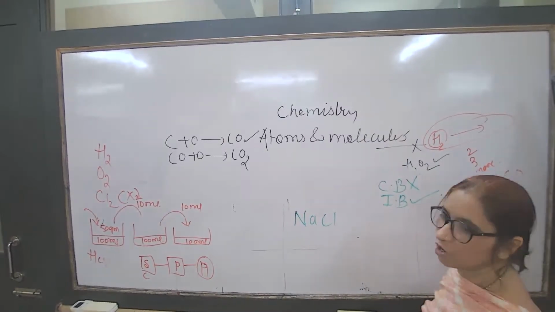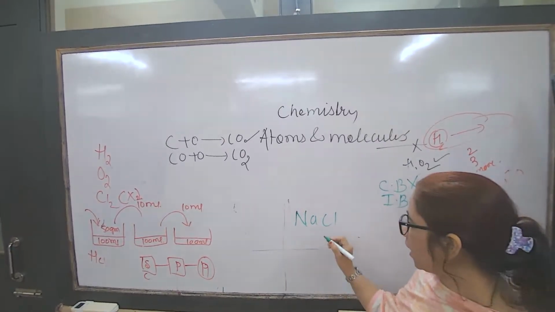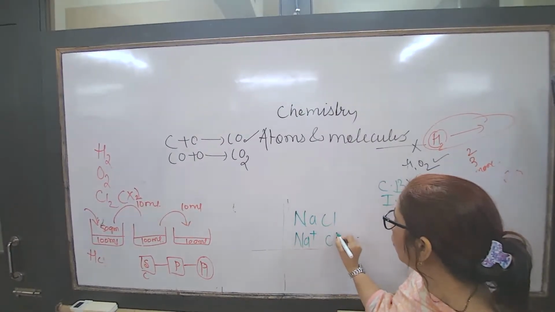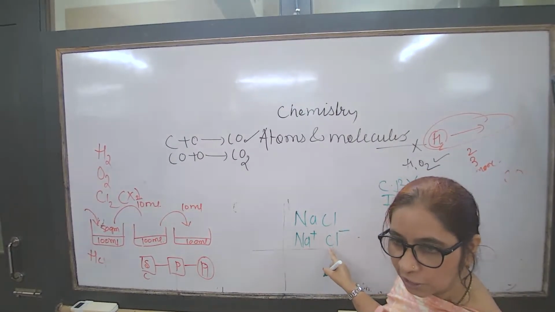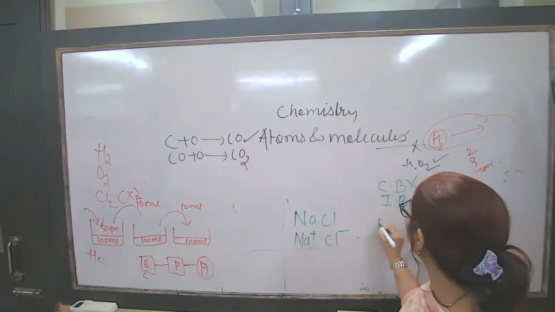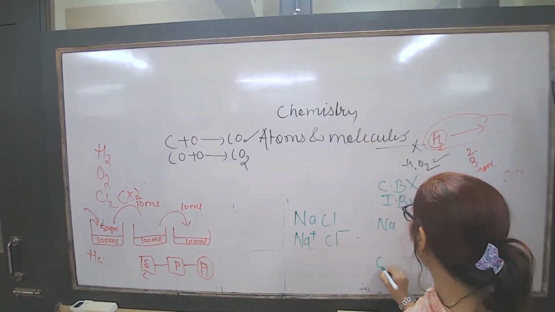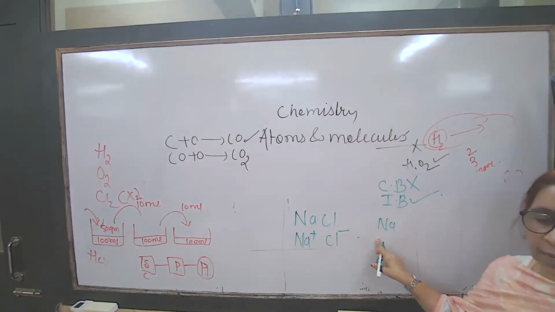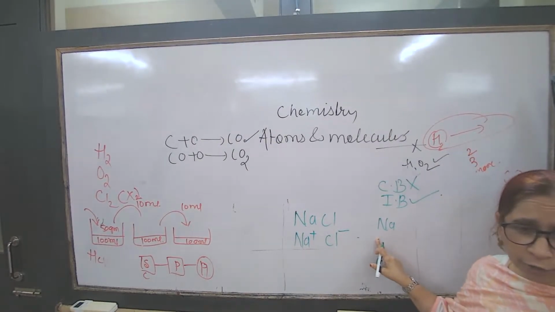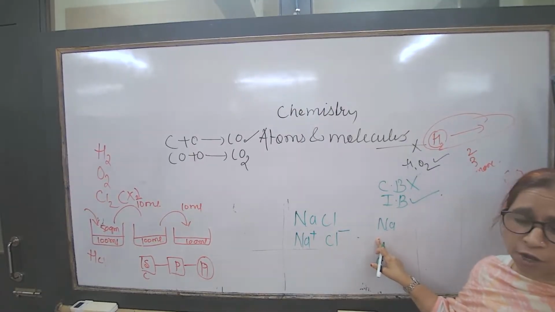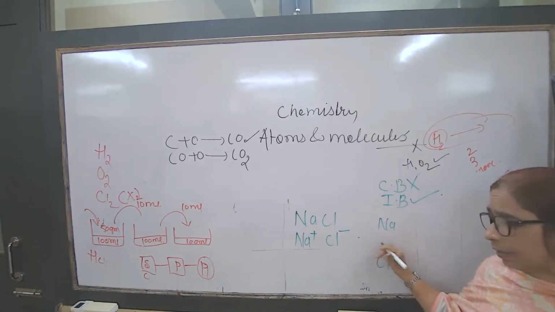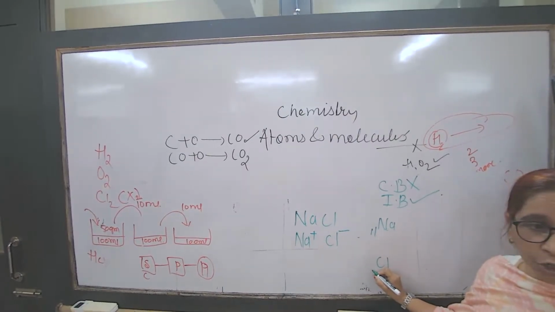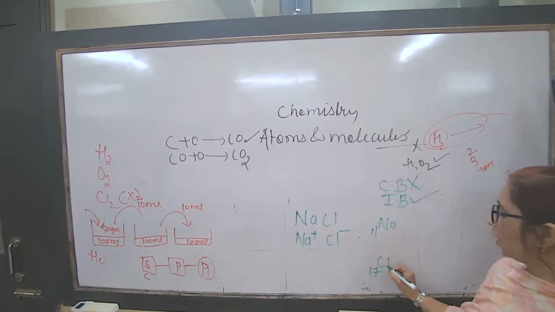It contains an ionic bond. If you remember, I have shown like this: Na positive, Cl negative. I have started with the atomic numbers of Na and Cl. What is the atomic number of this one? Learn 1 to 20; at any cost you have to learn it by heart. Sodium is 11, and chlorine is 17.